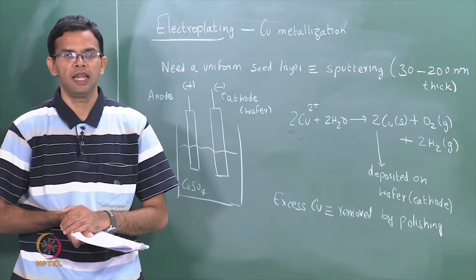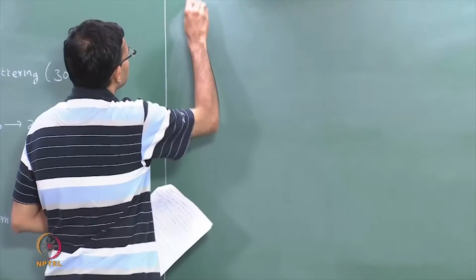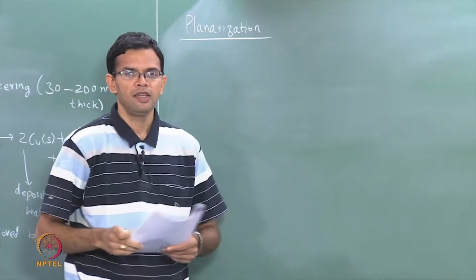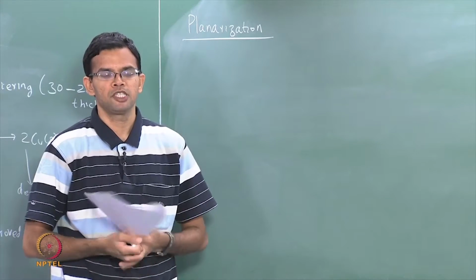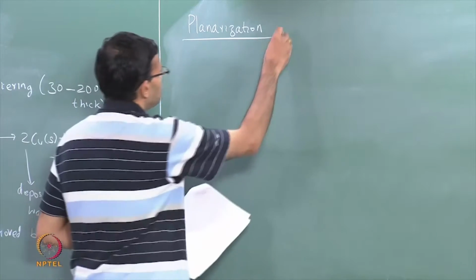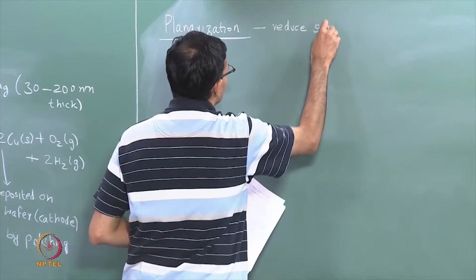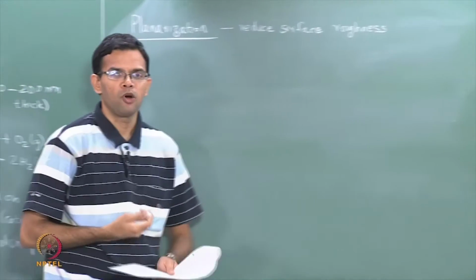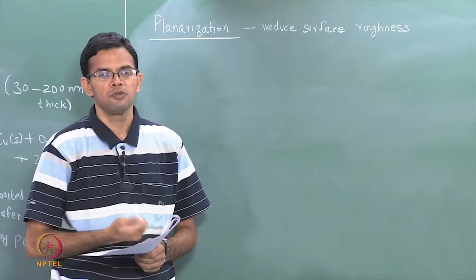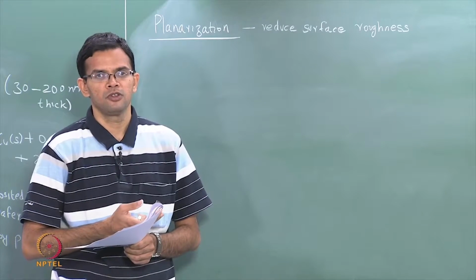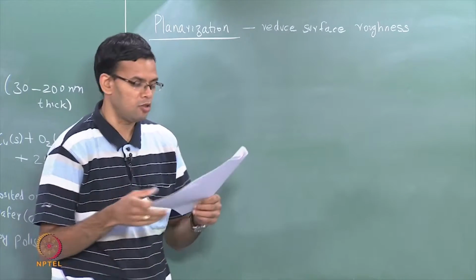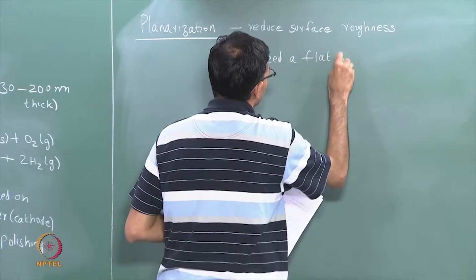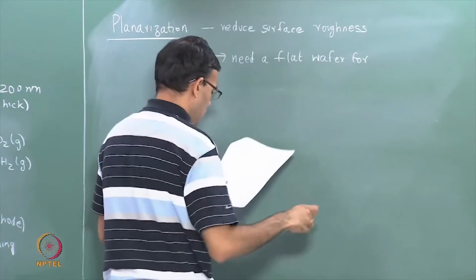So, let us look briefly at the planarization process next. Planarization is an important process in IC fabrication, especially when we come to patterning, because planarization is used to reduce the surface roughness. And this is especially important when we are trying to pattern multiple layers. This is because we need a flat surface for photolithography, so that we can align the different masks when we have multi-layer lithography. We need a flat wafer for lithography.